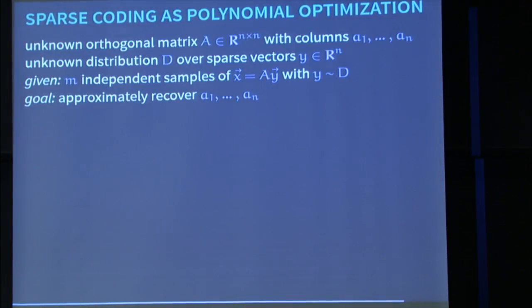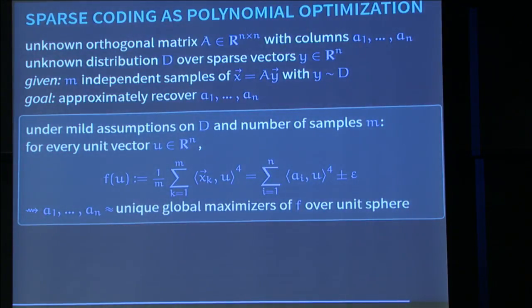So let me tell you what's the connection to polynomial optimization. Here is the setup a little bit cleaned up. We have some unknown orthogonal matrix A, and the columns are A1 up to An. And we have an unknown distribution D over sparse vectors Y. So these things exist in nature, but we don't know them. What we get as our input are independent samples of the form X equals A times Y. So we get these sparse linear combinations of the columns of A, and we get many examples of that. Those would be the images that we see in the real world, but we don't know the patterns corresponding to the matrix A. Given these samples, we want to recover the vectors A1 up to An. So this is a mathematical model for the problem that I talked about before.